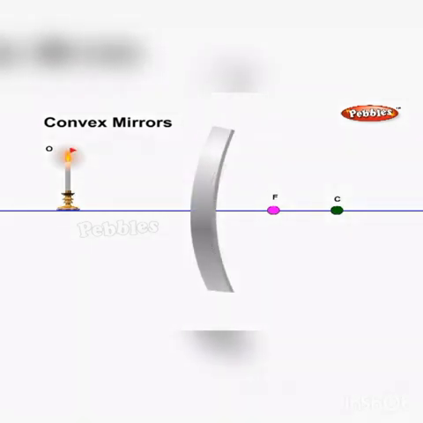Use rule number 2 to draw the ray coming off of the top of the object parallel to the principal axis. When it hits the mirror, it bounces off so that a dotted line drawn behind the mirror will pass through the focal point.